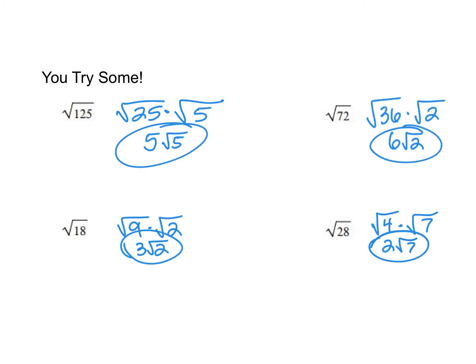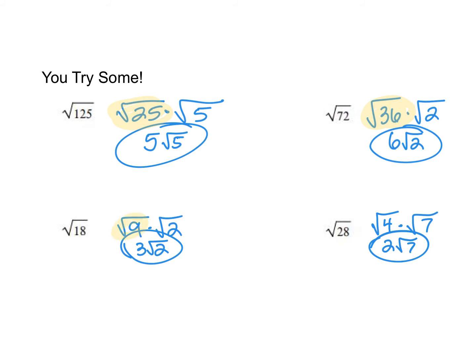All right, so take a look at these answers that I got. And if you missed any of them, go ahead and make corrections to whatever it is that you missed. But for the first one, I broke it into 25 and 5, and that 25 became a 5, so I got 5 root 5. The second one I broke into 36 and 2. 36 became 6, because 6 times 6 is 36. So I got 6 square root 2.